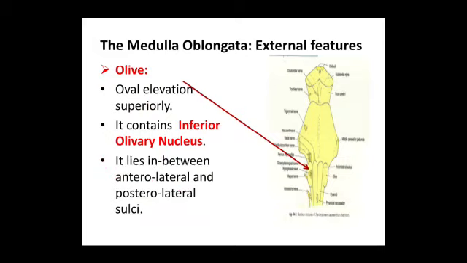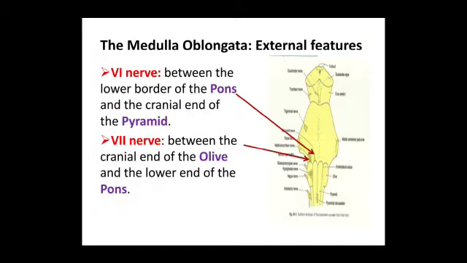The olive is an oval elevation which is found superiorly. It contains the inferior olivary nucleus. It lies in between the anterolateral and posterolateral sulcus. The abducent nerve emerges between the lower border of the pons and the cranial end of the pyramid. The facial nerve emerges between the cranial end of the olive and the lower end of the pons.